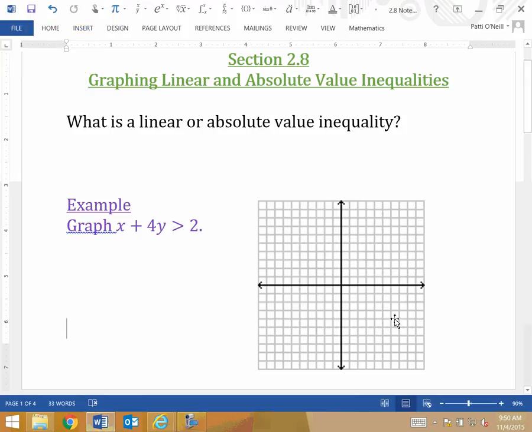Hi everyone, this is a video for section 2.8, which is called Graphing Linear and Absolute Value Inequalities. And I think it's going to be pretty straightforward for you because you have some background in both linear and absolute value equations and how to graph those.